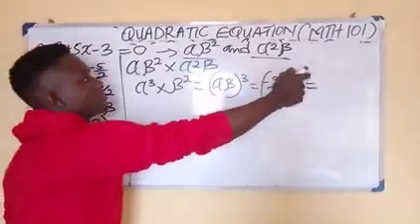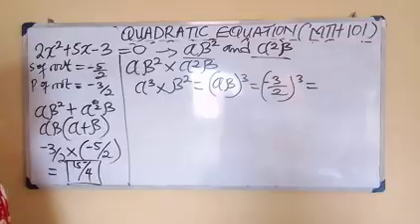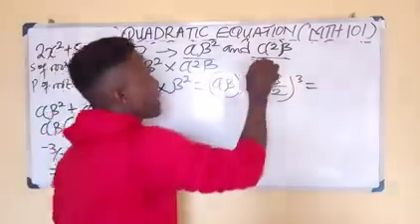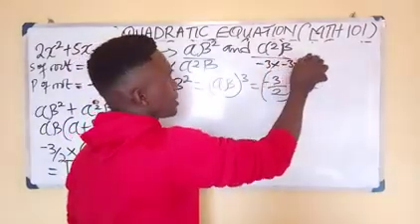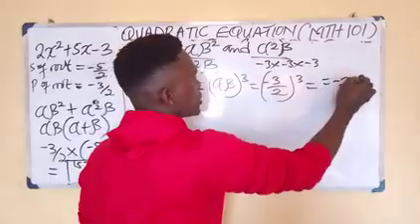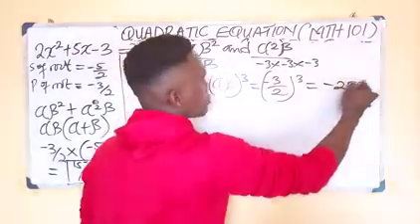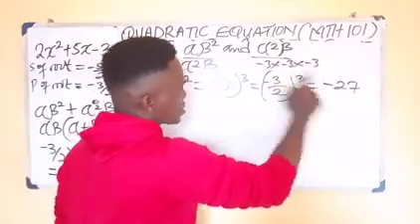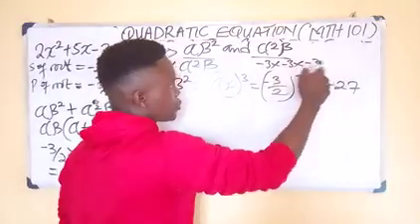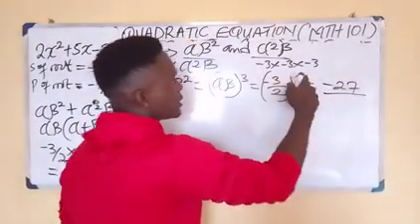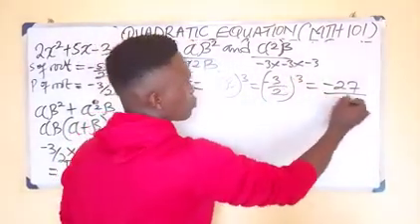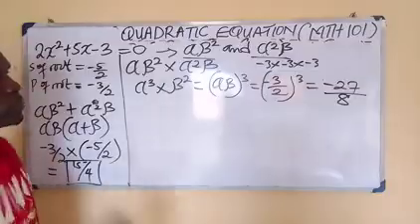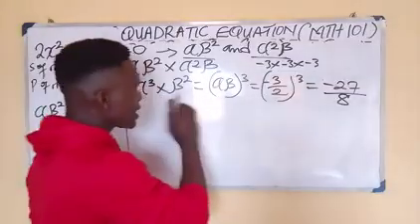Because of this power here, this is not minus 3 times 3 now. This is like saying minus 3 times minus 3 times minus 3, and this will give me minus 27, because minus times minus is plus, then plus times minus is minus. 3 times 3 is 9, 9 times 3 is 27, all over 2 times 2 times 2, which is 8. True or false? True.